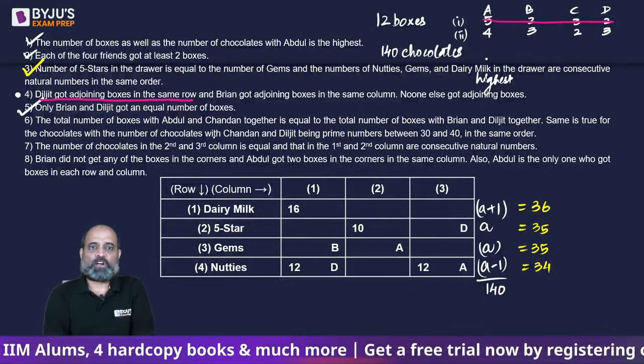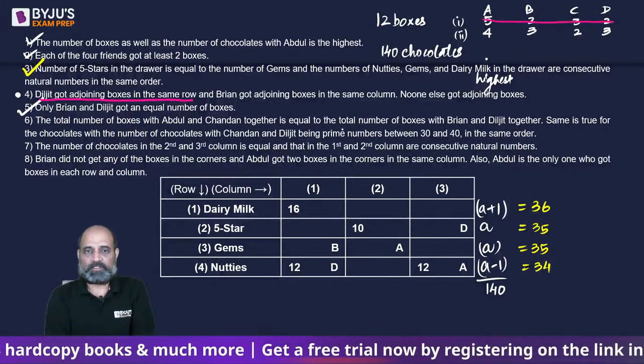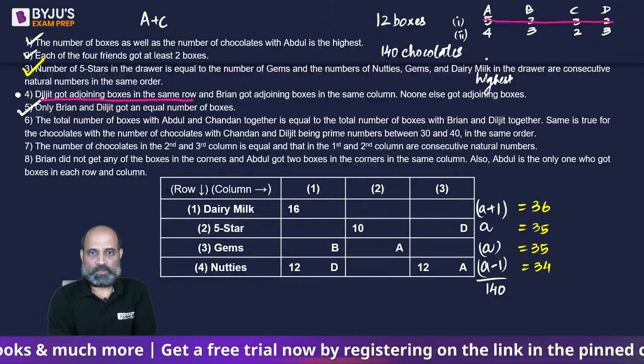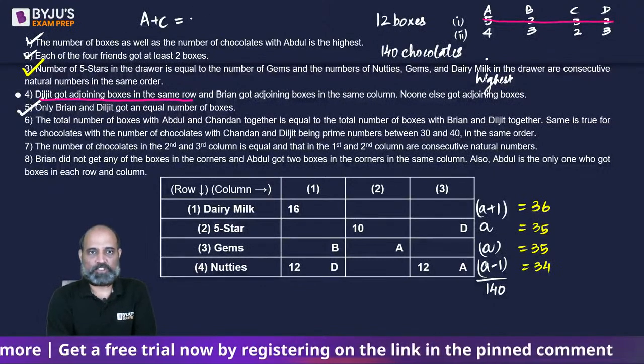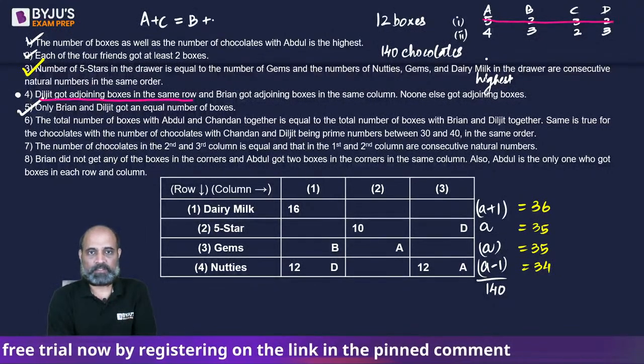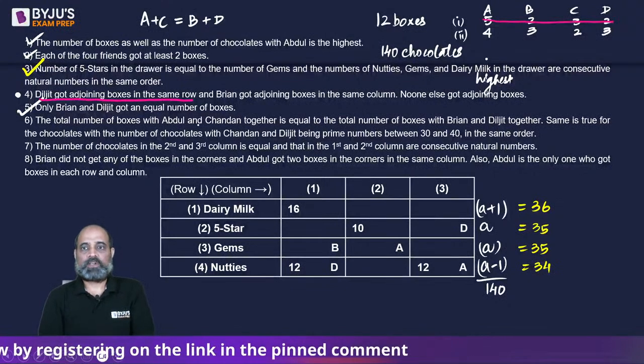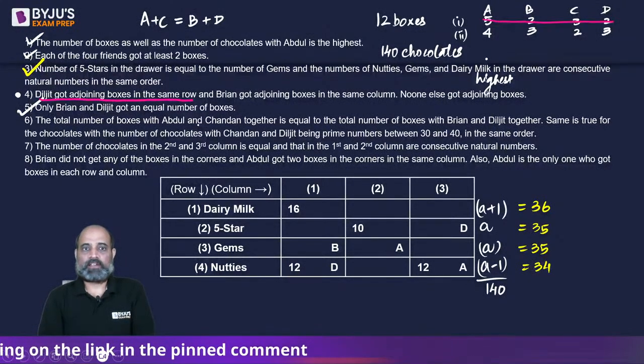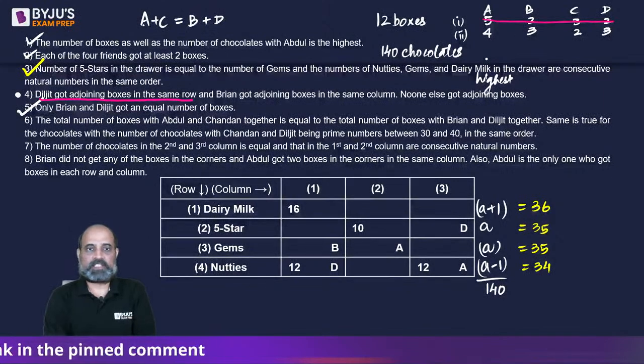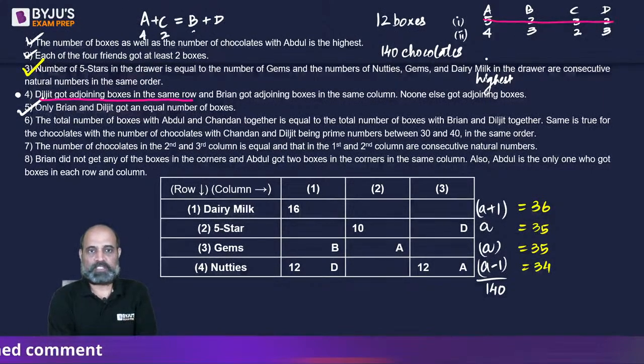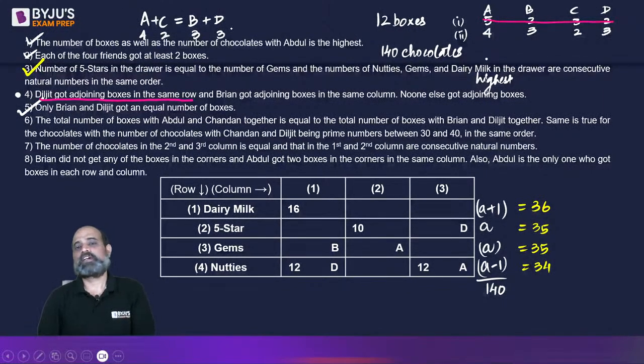The total number of boxes with Abdul and Chandan together is equal to the number of boxes with Brian and Diljit together. So this tells us that Abdul and Chandan will have 4 and 2 boxes and they will have 3 and 3. We already know this, right? Okay. The same is true for the chocolates.